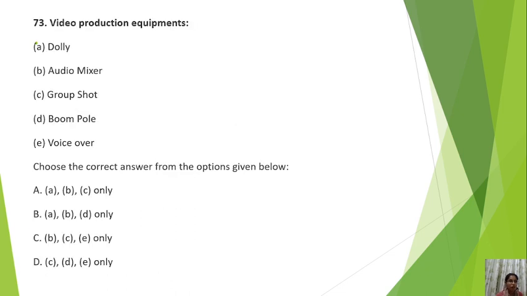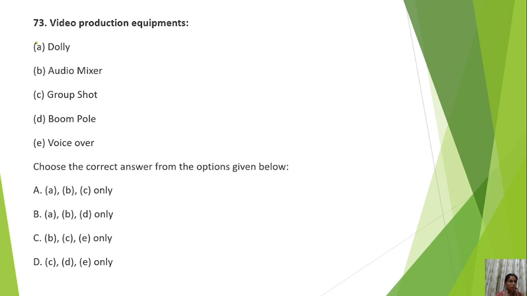Next, video production equipments. Dolly, audio mixer, group shot, boom pole, voiceover. You have to tell which of these are video production equipments. If you have read the basic books and you know the basics of TV journalism, you can know the right answer. So dolly is an equipment which is used to move the camera in and out, I mean close or away from the object. Then audio mixer also, which is used to adjust the audio.